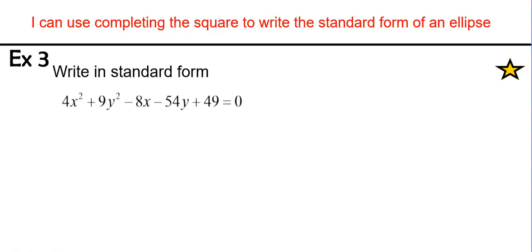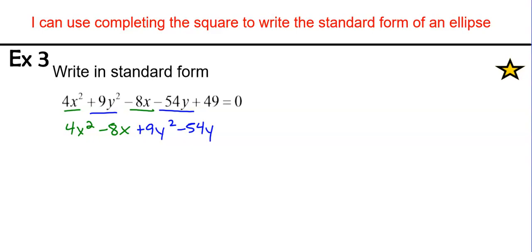We're not even going to graph this. We're just going to get it into standard form. So we have 4x squared plus 9y squared minus 8x minus 54y plus 49 equals 0. We need to get the x's together first, so we have 4x squared minus 8x. And then we need to get our y's together, so plus 9y squared minus 54y.